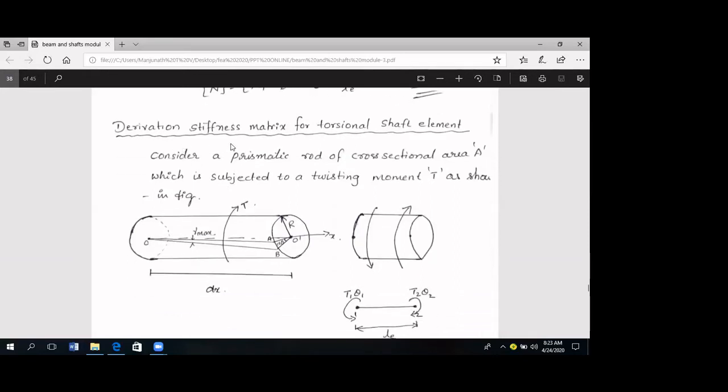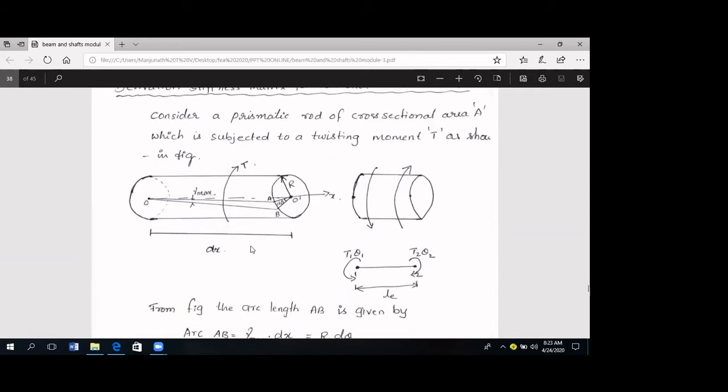The derivation of stiffness matrix for the torsional shaft element. Consider a prismatic rod of cross-sectional area A, which is subjected to the twisting moment T here. As shown in the figure, dx will be the length of the element, and d theta is the angle of twist.